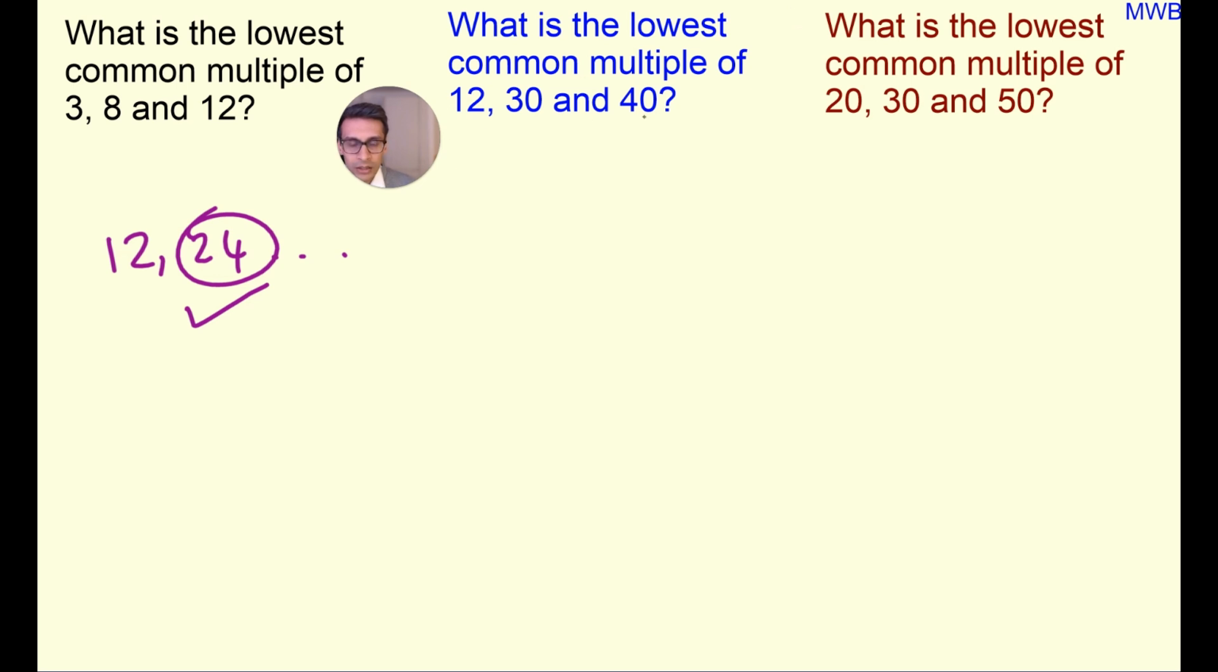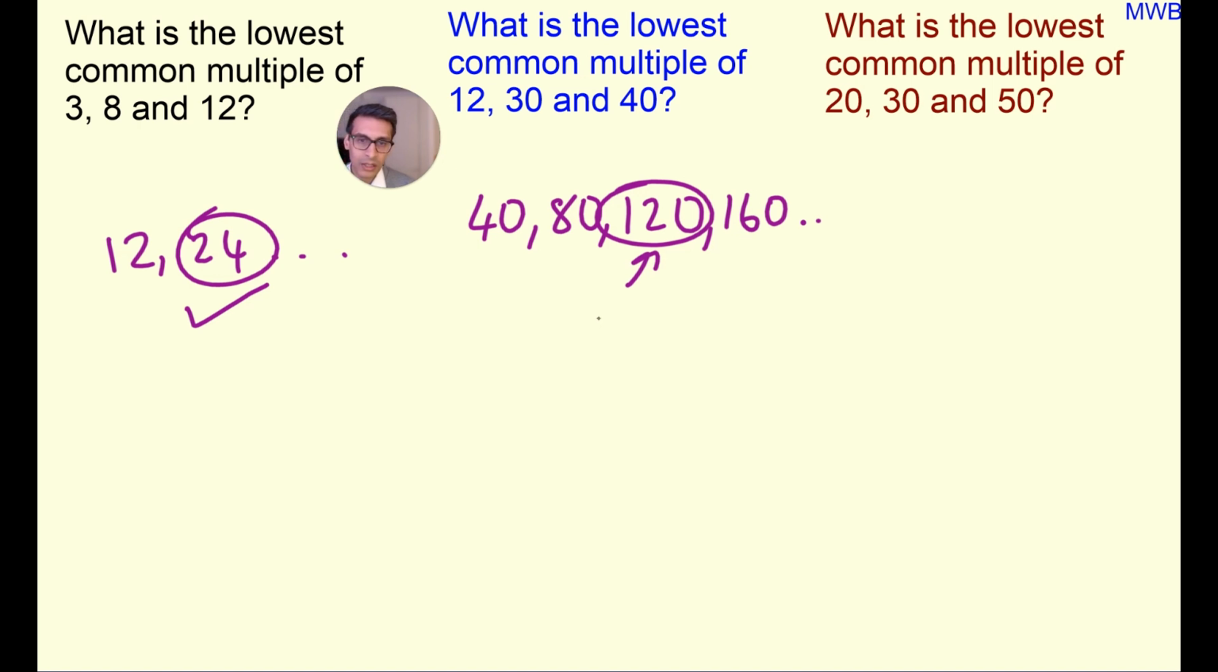For this question here, again, use a bit of common sense in terms of your knowledge of numbers. 40, 80, 120, 160, and so on. Well, I can spot that this number is both in the 12 times table and is divisible by 30, so it's in the 30 times table as well. So the LCM here is going to be 120.